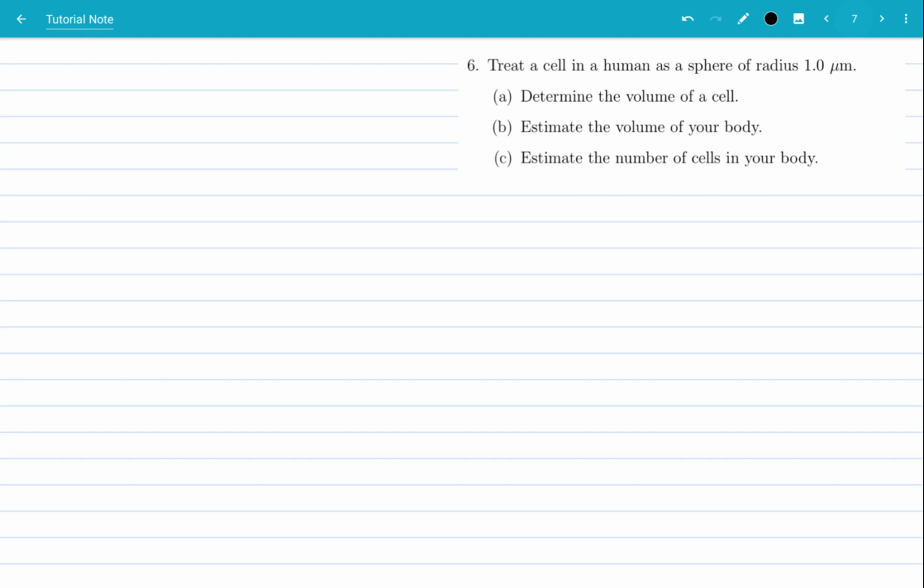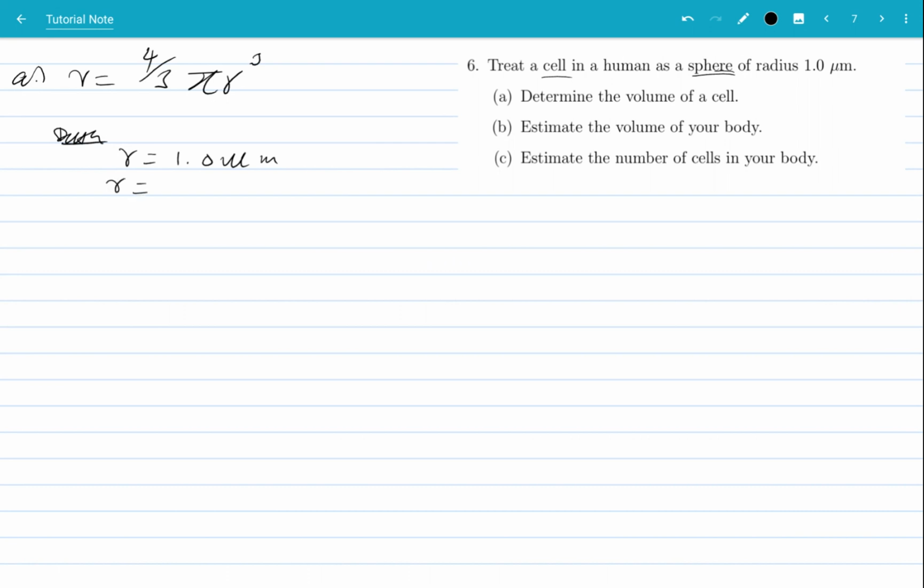So now treat a cell in a human as a sphere. That's everything you need to know. The radius is 10 micrometers. Determine the volume of the cell. So we need to find the volume of the cell in terms of it being a sphere. So we'll just take the volume of the sphere, which is 4 over 3 pi r cubed, of which in our data we know that the radius has been given to be 1.0 micrometers.